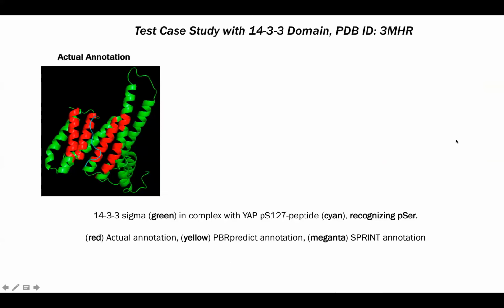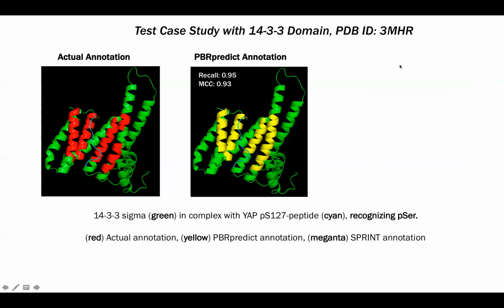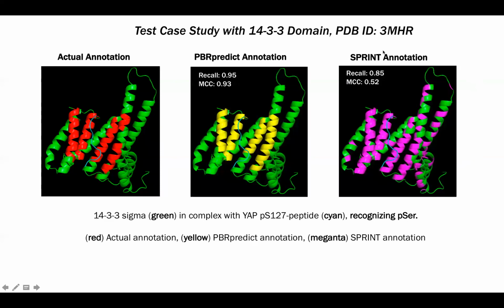And here is the last case study that I will show, which is a complex between a protein with a 14-3-3 domain and a peptide with phosphoserine. The red part is the actual peptide binding residues, and the yellow is our prediction. And the pink one is the Sprint annotation. And here also you can see that this is the peptide, and it is highlighting these residues that are far away as peptide binding residues.